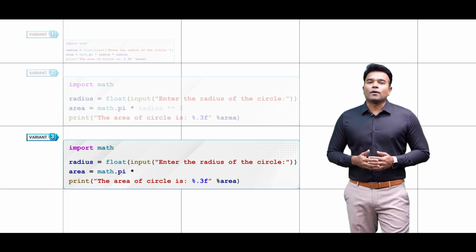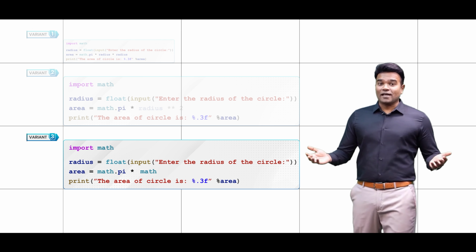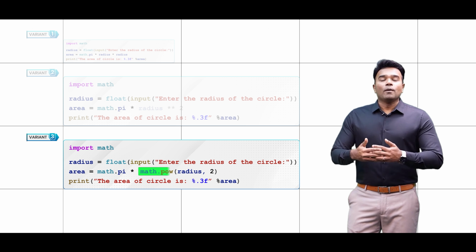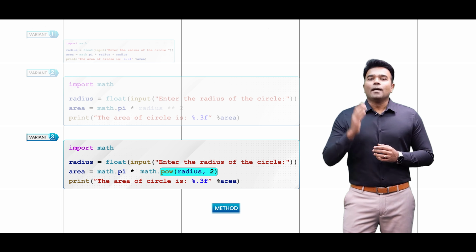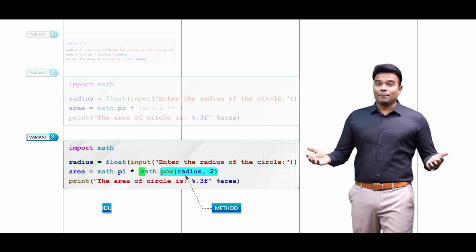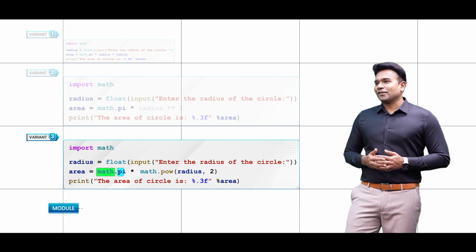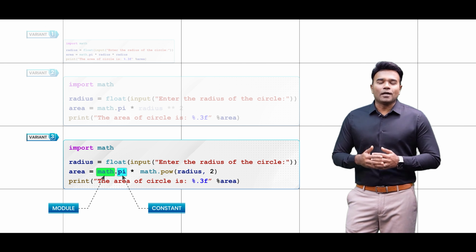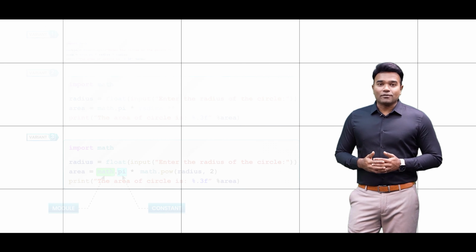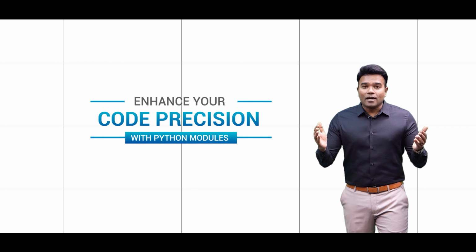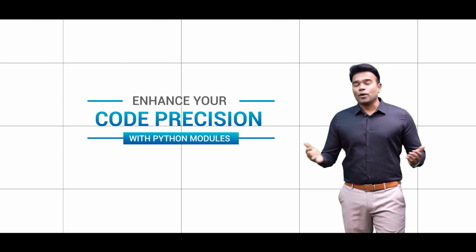I can be making use of the math module. Yes, all that I have to tell here is math.pow of radius, 2. Well, here what you have to understand is that I am making use of the pow method or the pow function that is there in the math module. Well, here you can notice that the math module's pi constant is what I had made use of. So that way modules definitely are handy for us, and moving forward, as I have told you, you shall be knowing everything that you need to be knowing about the modules in Python.